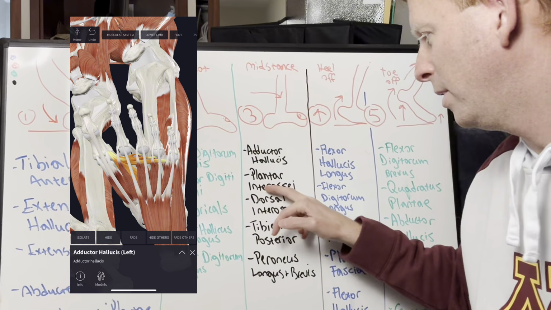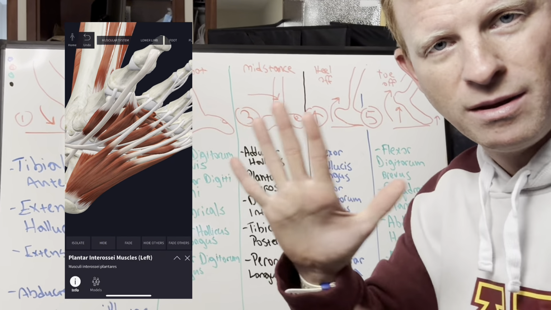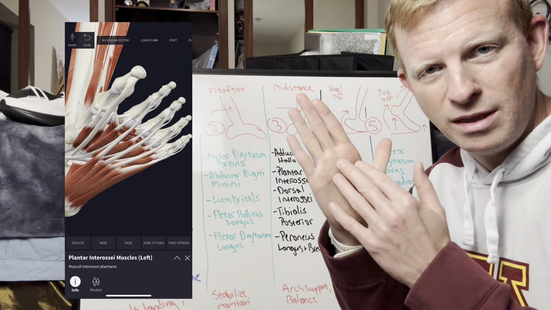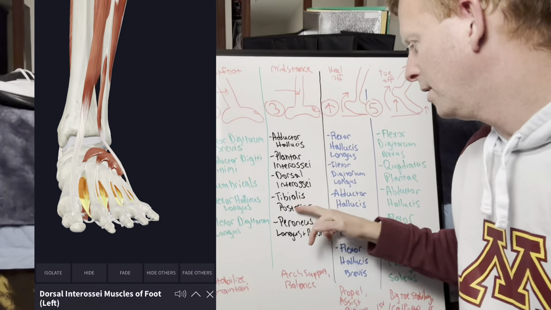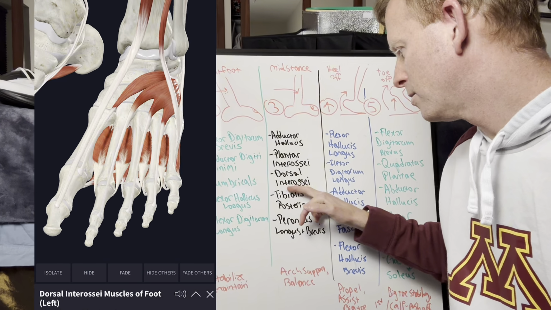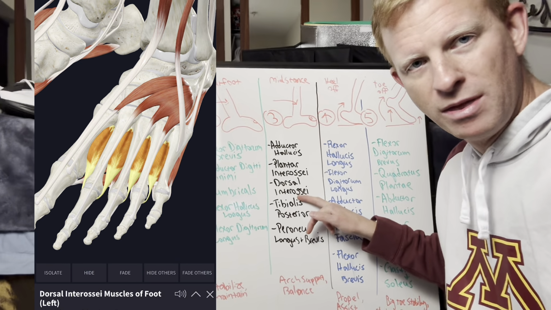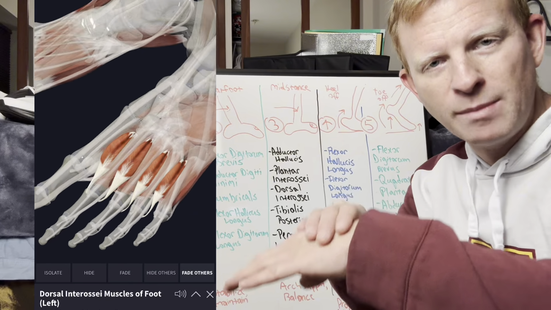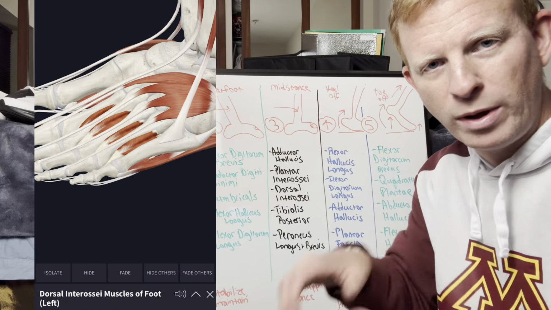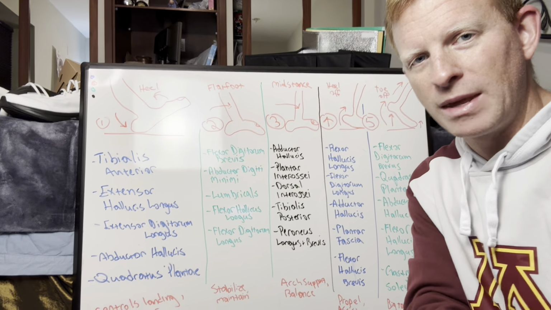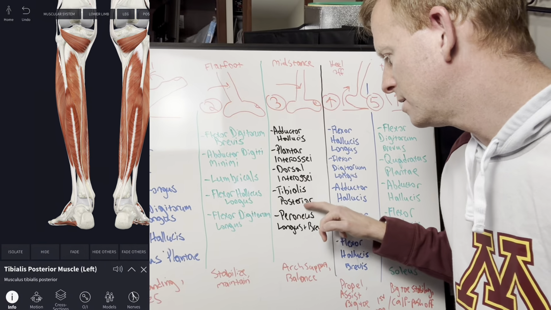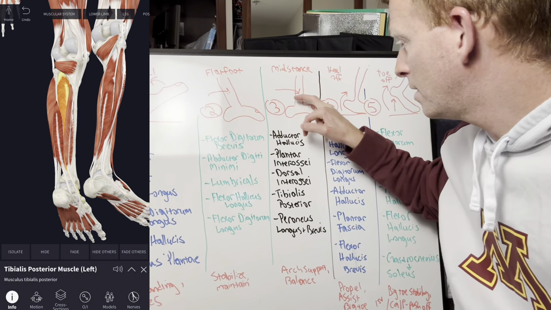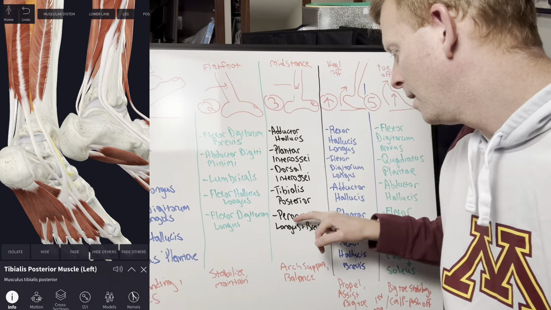So interesting. Plantar interossi, again, bottom of the foot in between the metatarsal bones there. All right. And then here we got dorsal interossi, same thing. Dorsal meaning kind of on top. So a little bit on top and in between the metatarsals. Tibialis posterior. Okay. So now we're getting into the back of the leg.